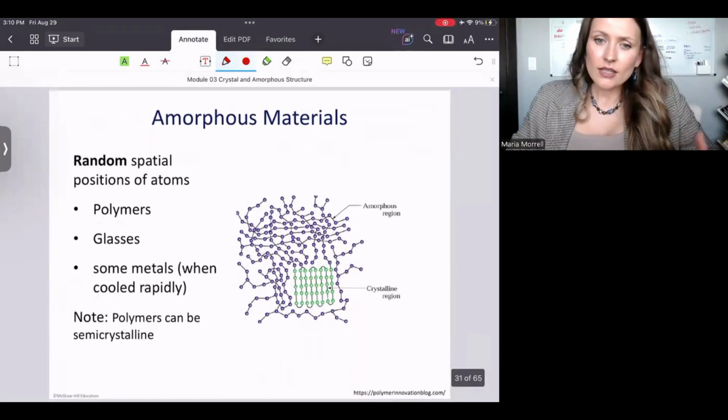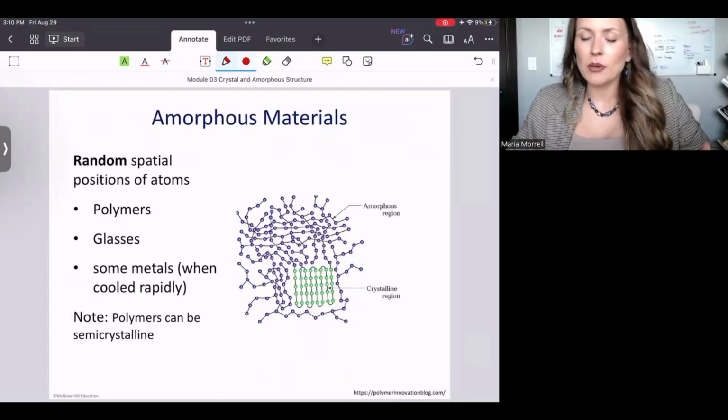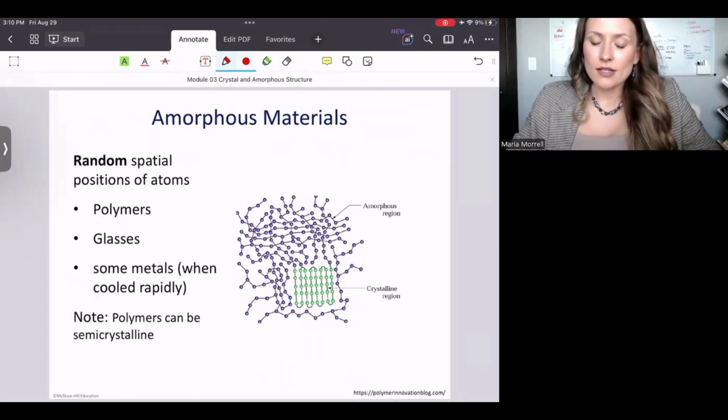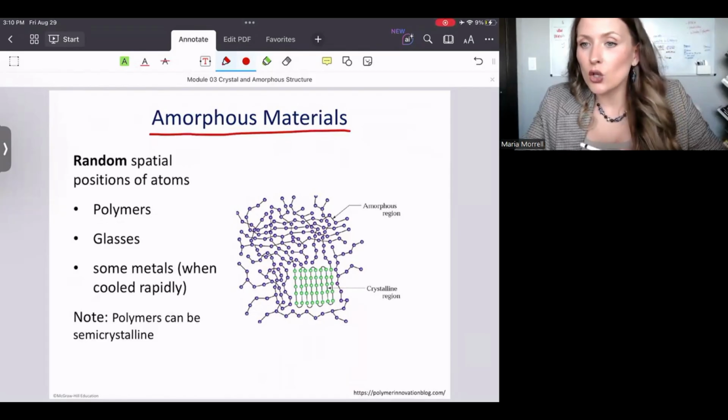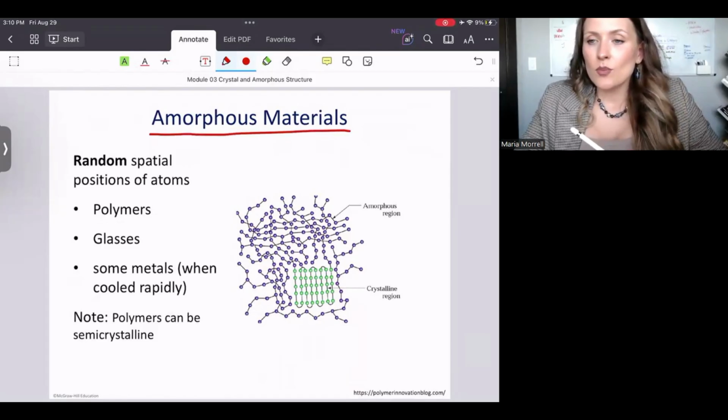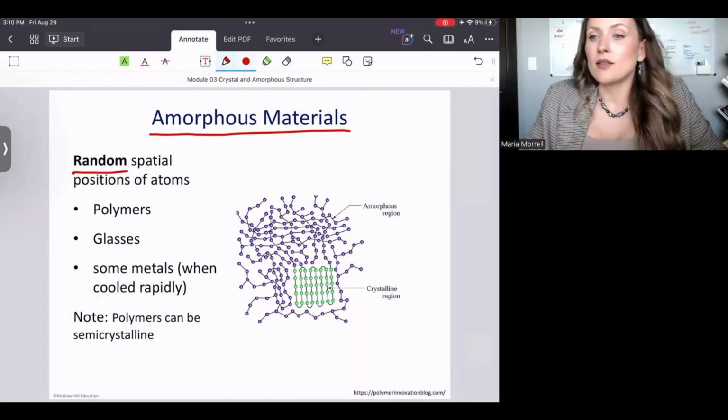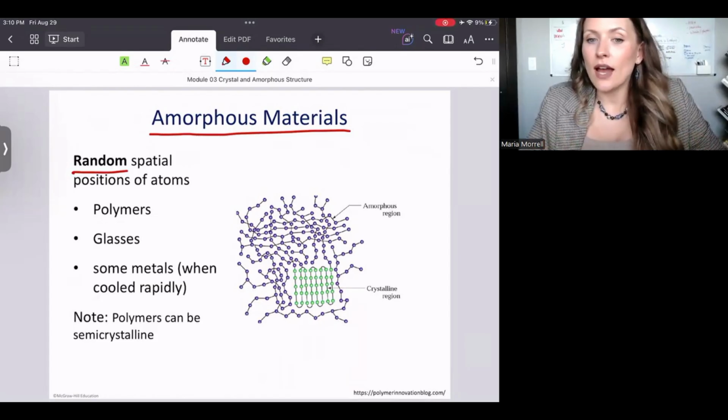Now, I could have shown it earlier, but I left it as the final slide because I did want you to see what amorphous materials look like. So basically they are random. The position of atoms is very, very random. Examples of those include polymers, glasses, and also some metals.